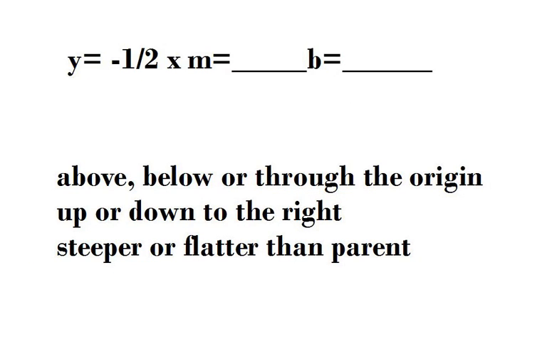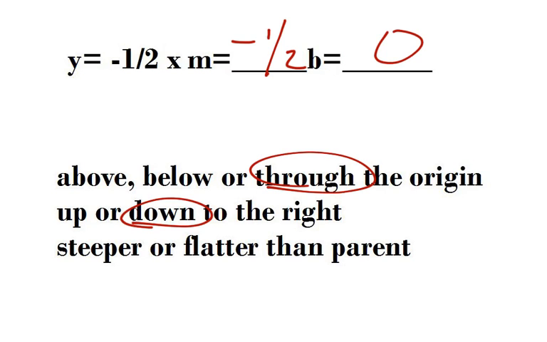Y equals negative 1/2 x. My slope is negative 1/2. There's still not a constant, so my y-intercept is still 0, which means it goes through the origin. Slope is negative, so it goes down to the right. 1/2, remember, ignore the sign, just look at the fraction. 1/2 is smaller than 1, therefore it's flatter than the parent.